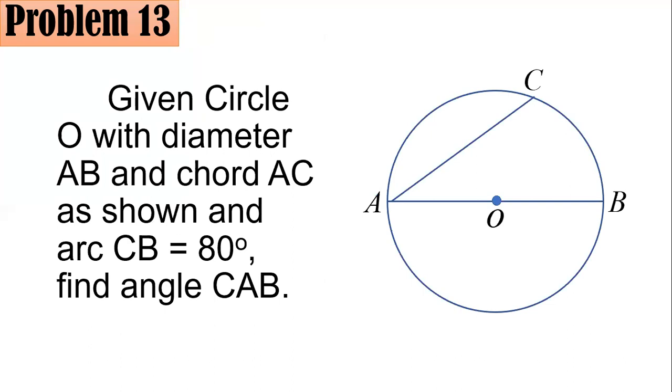Given circle O, this is actually a grade 10 lesson, but I believe even the grade 7 can do this. Given circle O with diameter AB and chord AC as shown, and arc CB, meaning this arc, is 80 degrees, find the measure of angle CAB. Okay?